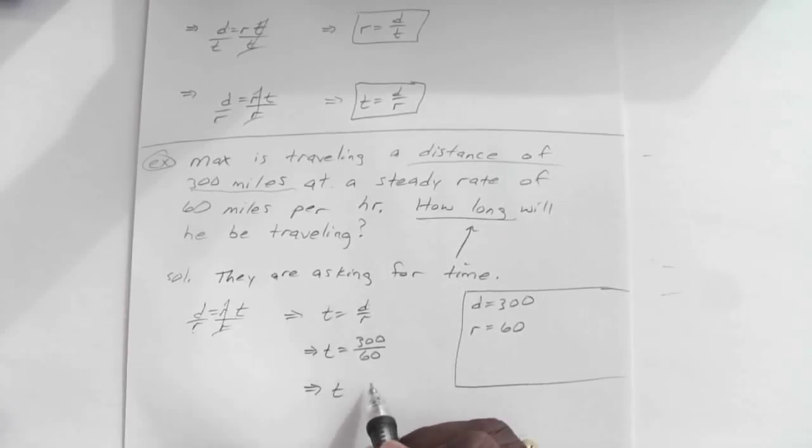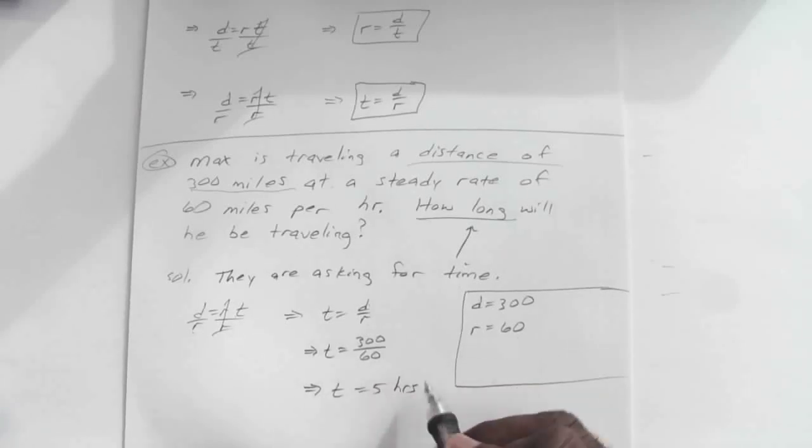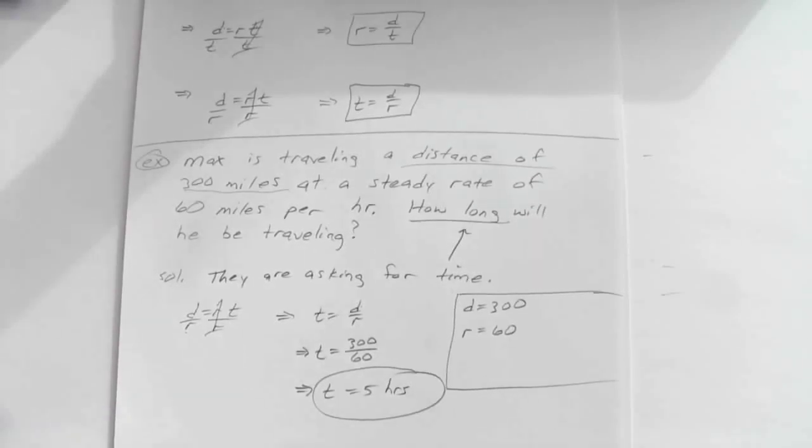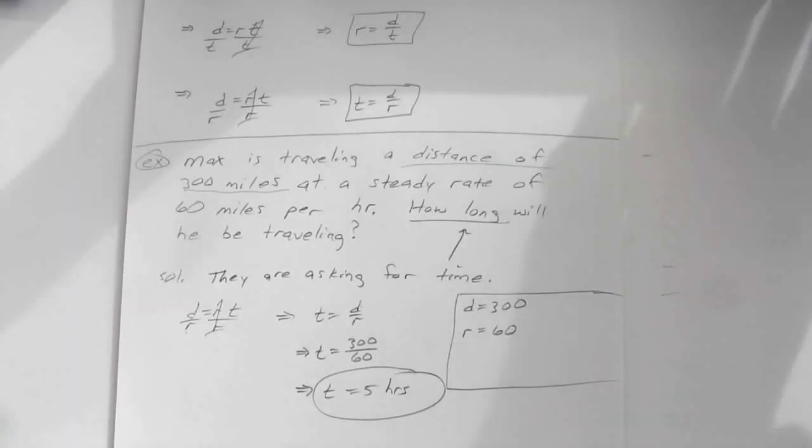Okay, which means your time is going to equal 5 hours. 300 divided by 60 is 5, because you divide both of those by 10, you get 30 over 6, which is 5. Okay, so any questions on that one? All right, so you're going to use the same formula to solve different questions depending on what they're asking for. All right, leave that up.